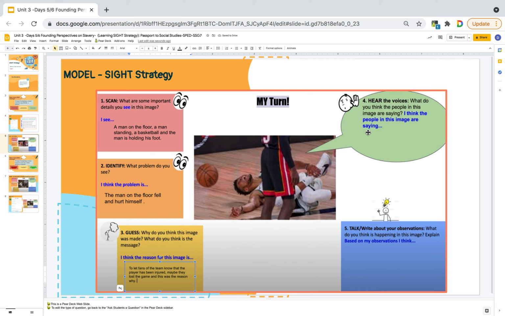Next, we want to hear the voices. What do you think the people in this image are saying? We want to give the people in pictures a voice because this helps us understand what was happening in the situation. So I think the people in this image are saying, ouch, is he okay? Call an ambulance. Or my leg.